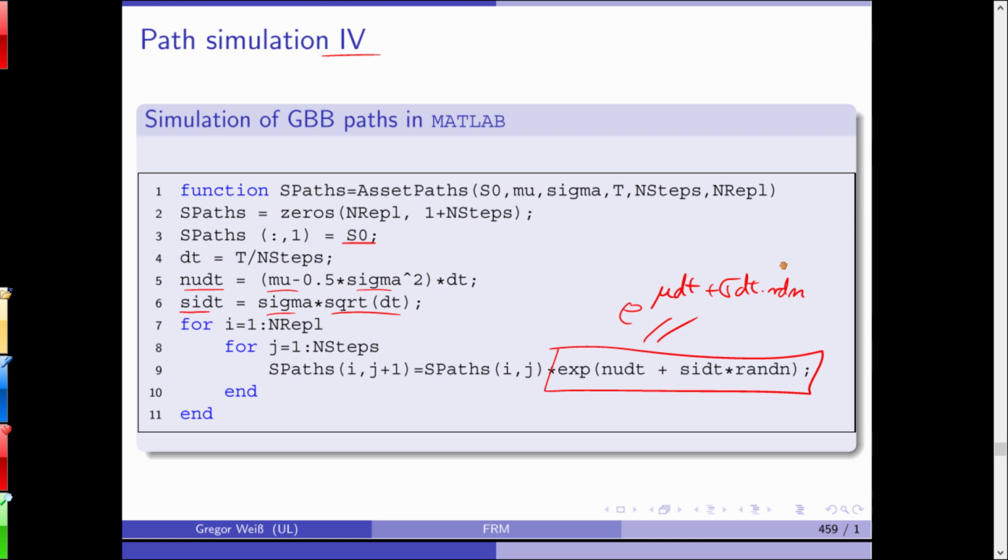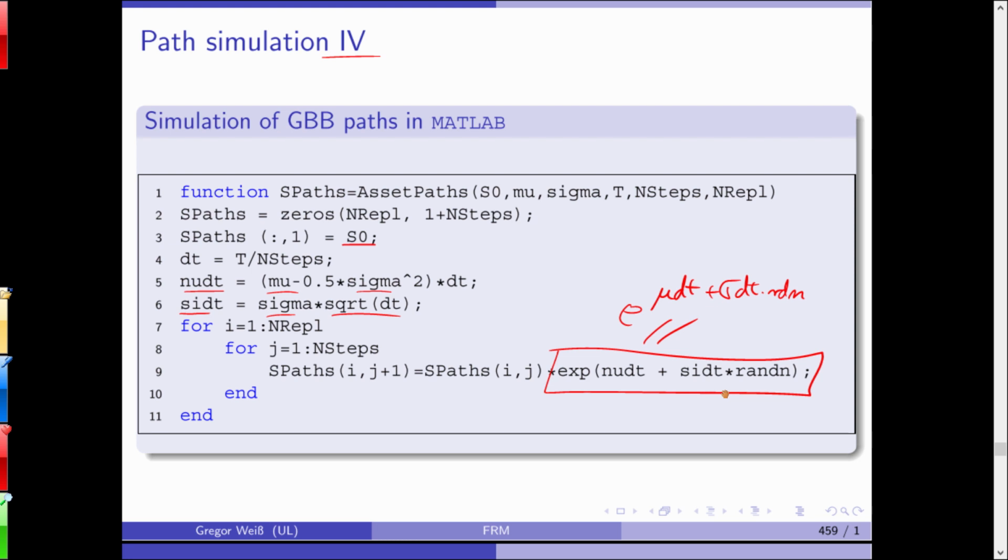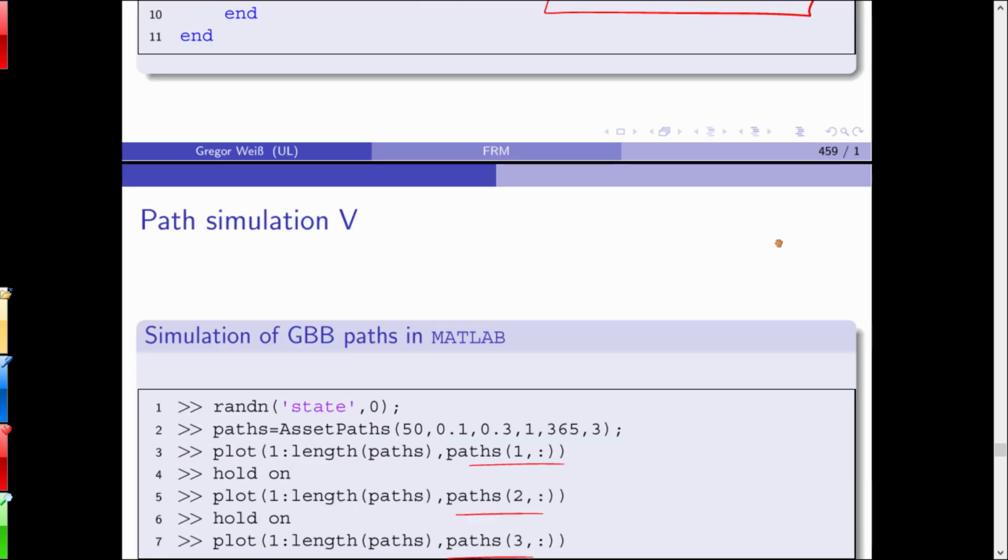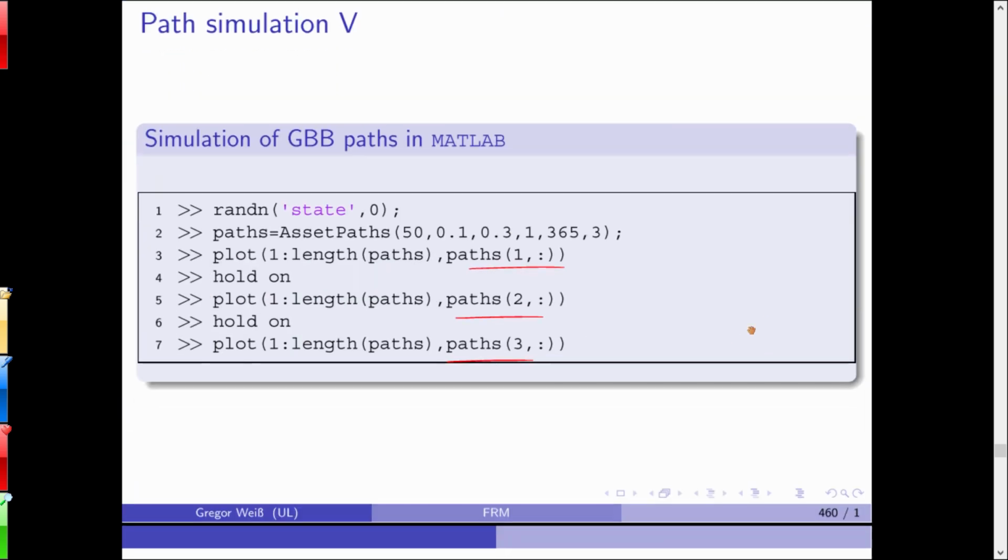You have to simulate from the standard normal distribution, and this is done here in randn. This is the standard function in MATLAB to simulate from a standard normal distribution. And then the next path step is just the previous one times the exponential function of nu dt plus sigma dt times epsilon. And then you'll get what is shown on the next two slides.